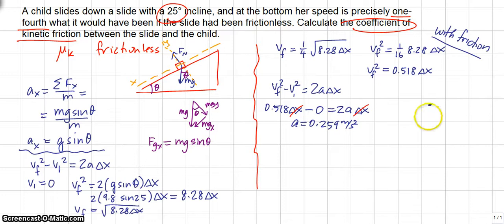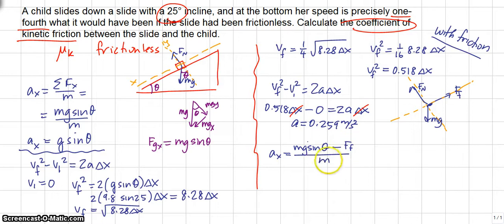Now I go back and draw a free body diagram of the child on the slide with friction: gravity down, normal force up, friction opposite the motion. I add my coordinate system, and I write an equation for the x direction acceleration. a_x is mg sine theta, that's the component of gravity down the incline, minus the force of friction over the mass, equals the acceleration.